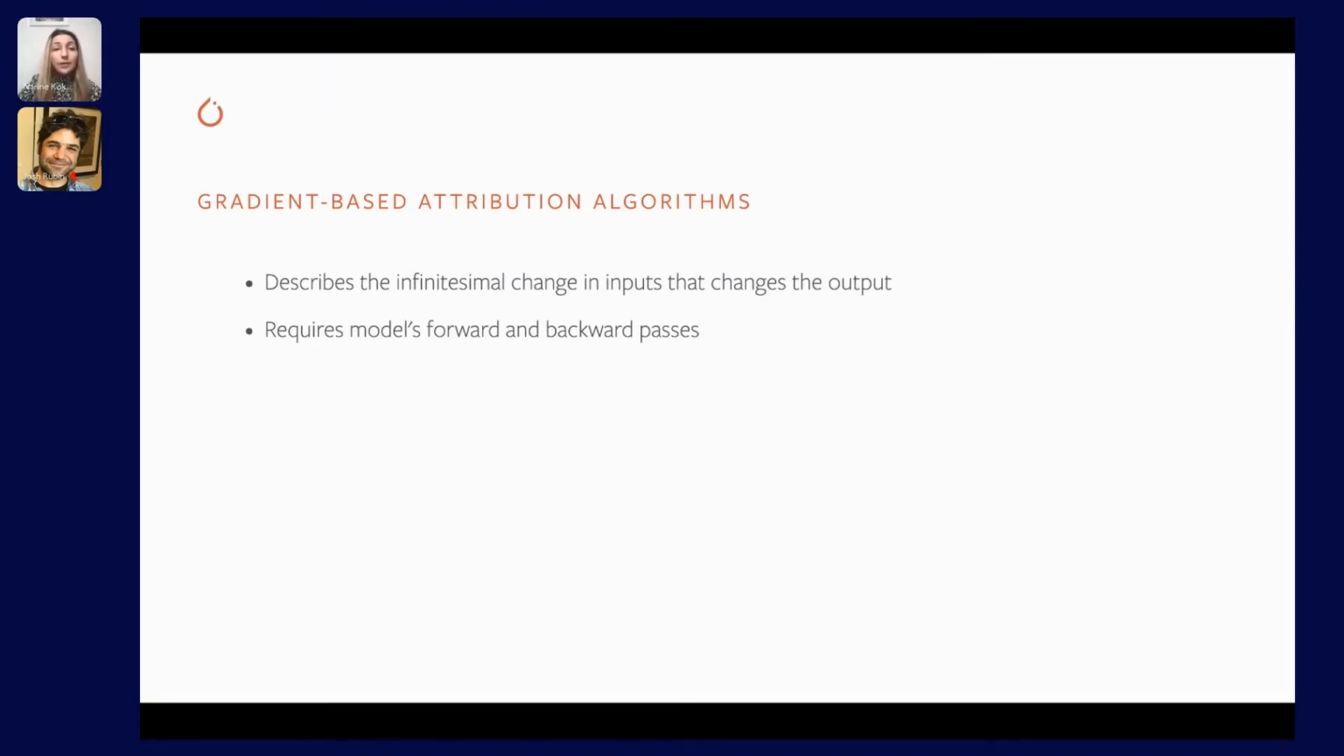So we'll start with the gradient-based attribution methods. The gradient itself describes the infinitesimal change in the input that changes the output. Hence, the gradient explains the output change by means of small input perturbations. And in the world of PyTorch, we can compute gradients very quickly for many of our models, or all of our models, using forward and backward passes.